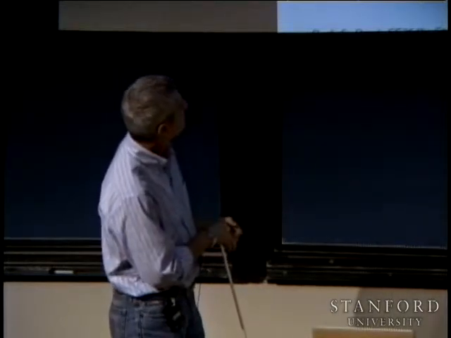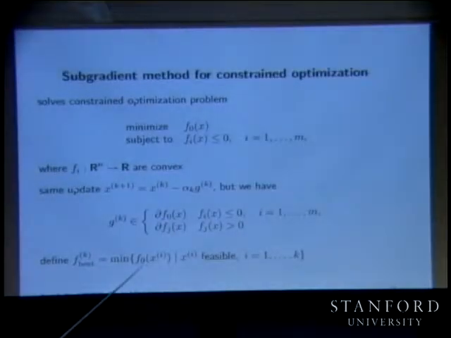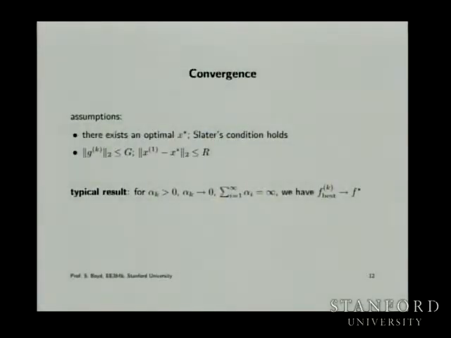Okay. Now here we have to change a few things. FK best is the best objective value we have over all the points that are feasible. And this can actually be plus infinity if you haven't found any feasible points yet. So FK best is initialized at plus infinity. Okay. So the convergence is basically the same. I won't go into the details. It just works. I mean, that's the power of these kind of very slow, very crude methods.